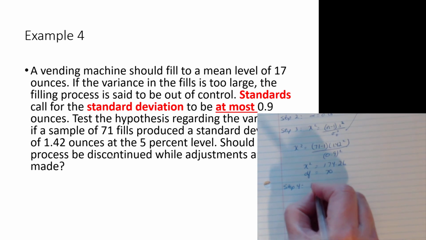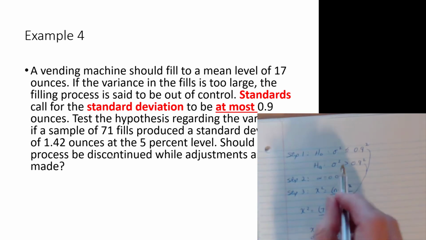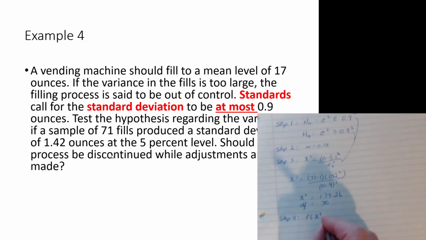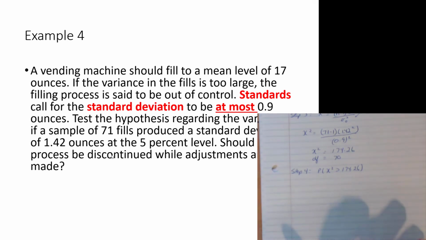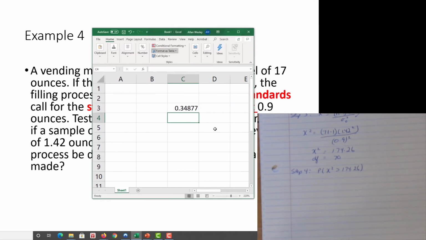Step 4. Okay. Our p-value is, we want the probability we get a chi-square test statistic greater than, right? Remember the sign in HA, greater than 174.26. That is going to be a small number, right? It's a very small number. So small that it's not going to be on our table. So let's bring in our Excel sheet. So it's right tail. Okay, so we don't want that one. That one's a left tail. So right tail equals CHISQ.DIST.RT for right tail.